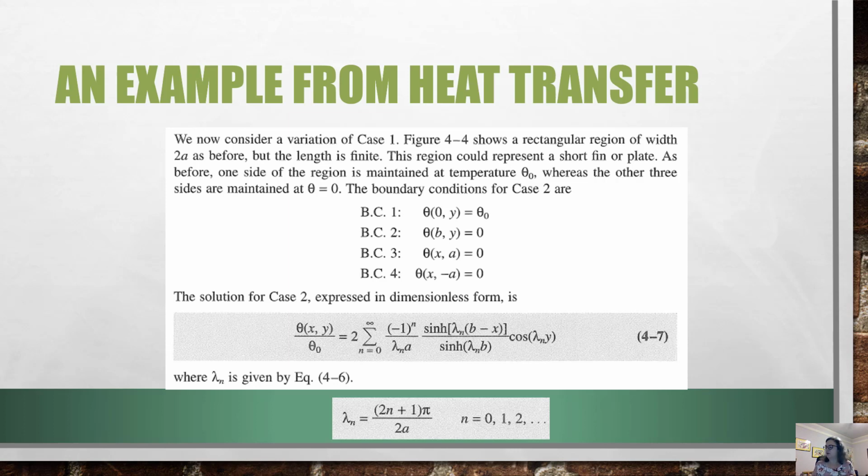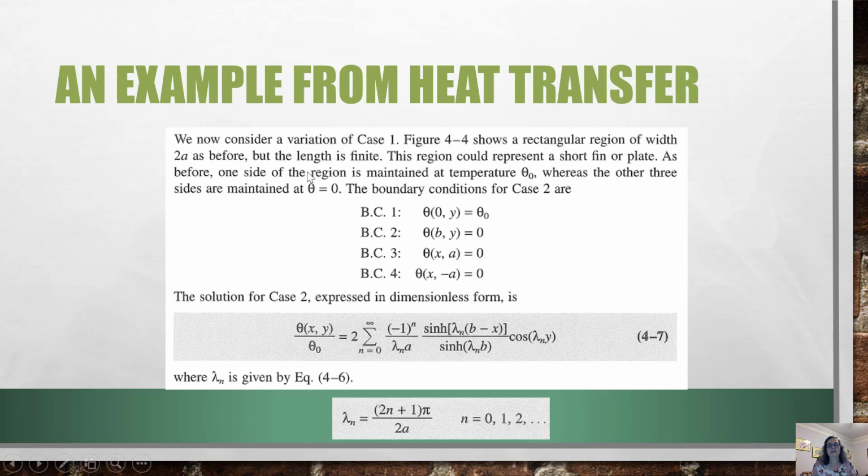So we have boundary conditions where x is 0 for any y. We have theta naught where x is b. So 0 is theta naught, b is 0. Where for any x, where y is positive a at 0 or negative a at 0. So we're implying that this is the x-axis across here.